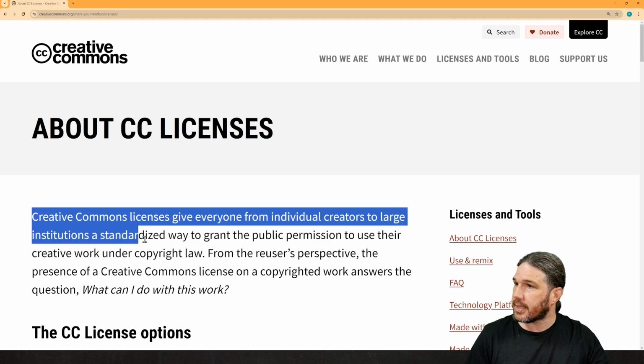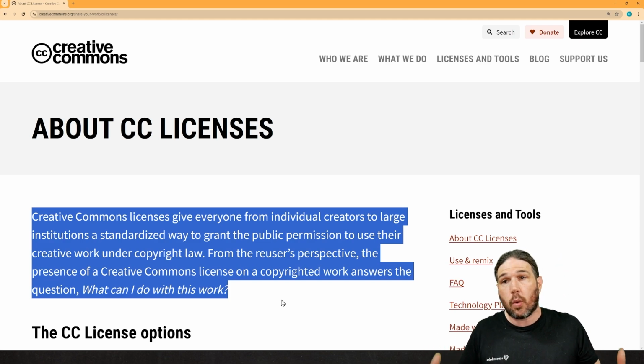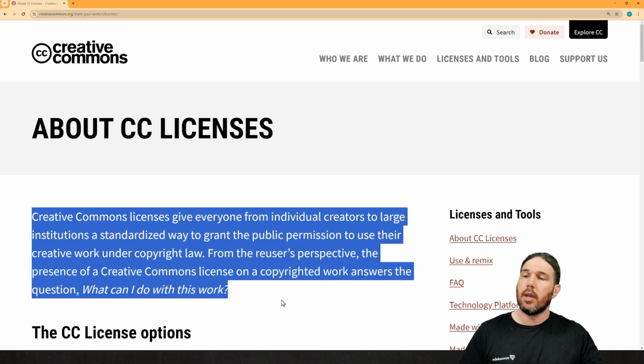Creative Commons licenses give everyone from individual creators to large institutions a standardized way to grant the public permission to use their creative work under copyright law. From the reuser's perspective, the presence of a Creative Commons license on a copyrighted work answers the question, what can I do with this work?